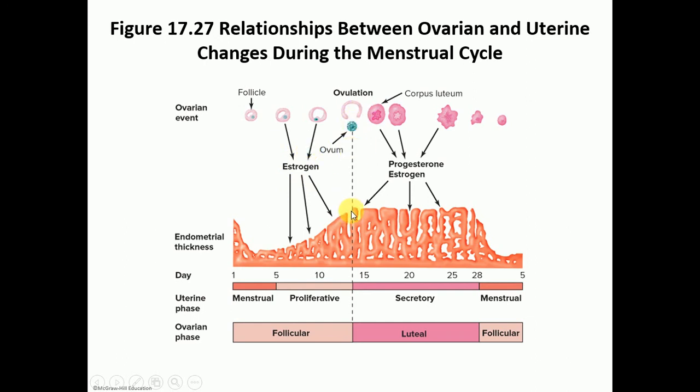Now that ovulation occurs, the corpus luteum is going to be making more progesterone than estrogen, and that increases the amount of blood vessels and the amount of glands that are there, so the mucus glands and mucus secretion. And that is why this part is known as the secretory phase. So again, your follicular phase in the ovary coincides with the proliferative phase and menstruation, while the luteal phase coincides with the secretory phase in the uterus.